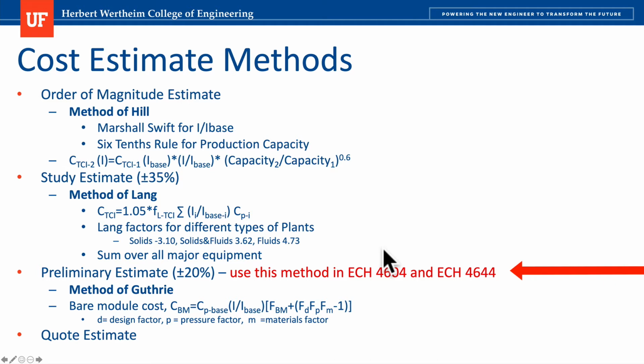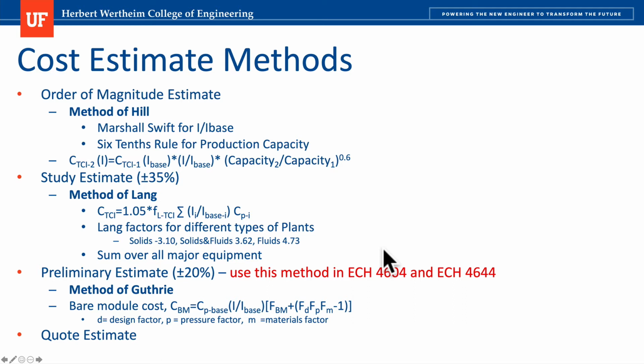And then you have the preliminary estimate type of studies, which are the studies that we do in this class and process design courses. Here we use the method of Guthrie. We're going to be using the bare module cost, which is based on the purchasing cost that I explained in the previous lecture, and then we're going to get factors associated with the different materials of construction, pressure factors, and equipment type factors.